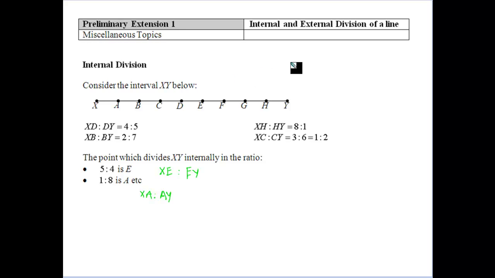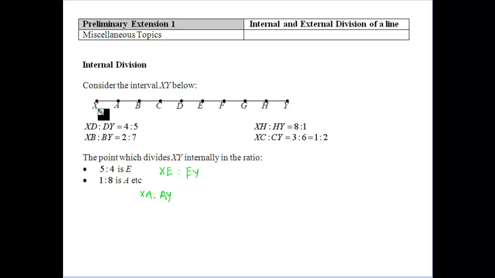Okay, this section is called internal and external division of a line. Really, this is an extension of the work we did on midpoint. When we talk about midpoint, we're talking about splitting a line up in a division of 1 to 1, so that's a half-half ratio. So what if we wanted to split an interval in a different ratio, say 4 to 5, 8 to 1, 2 to 7? What does it look like?